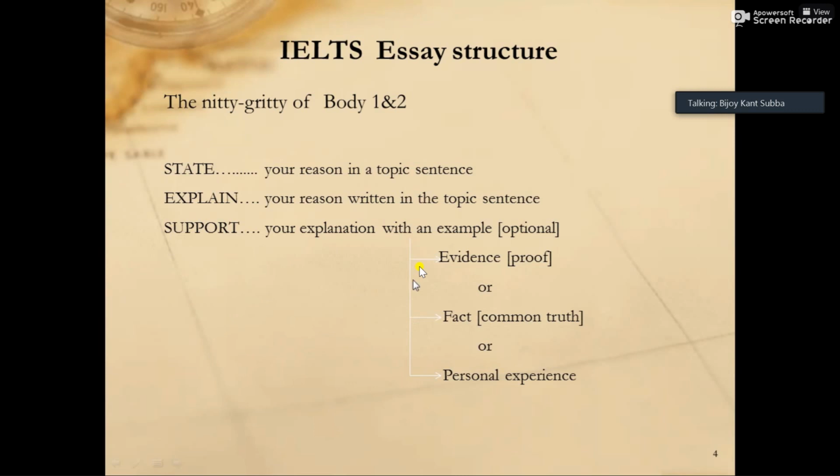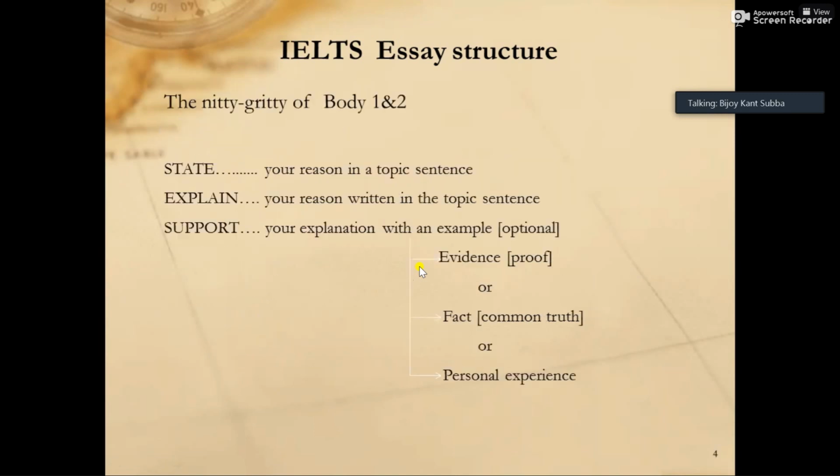But as I said, regarding examples, rather than writing proof, okay, that's heavy stuff. I think you'll be happier writing a fact, which is a common truth, or a personal experience. It's an easy way to support it. All right. And body paragraph 2, again, they say state, explain, support, state, explain, support. But you see, that's our body paragraph.